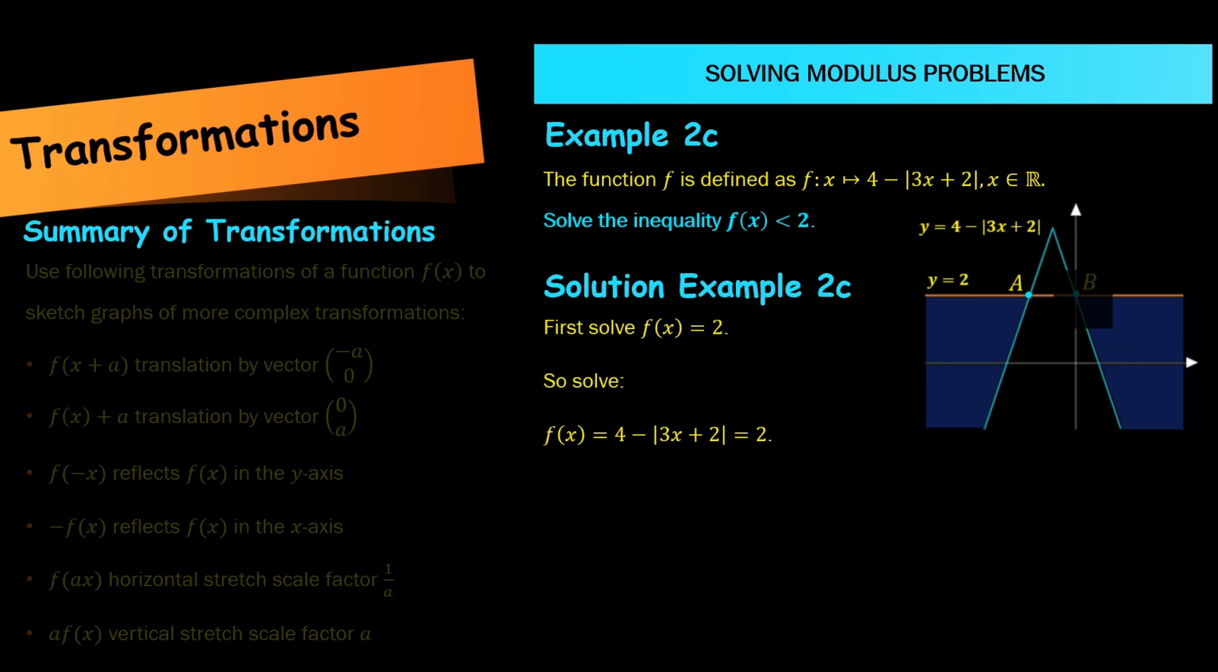Let's begin with point A. At A, we have this scenario here. 4 minus 3x plus 2 is equal to 2. We've removed the modulus signs because we know that the modulus part of the graph is reflected at point A. And then we tidy up, expand and solve, to give x equals minus 4 over 3.